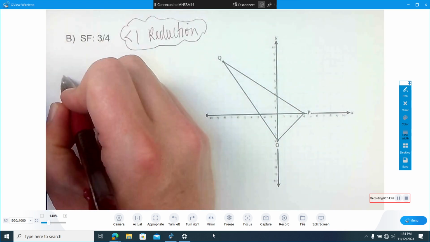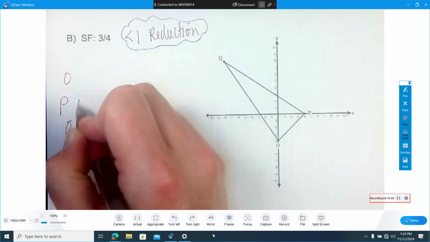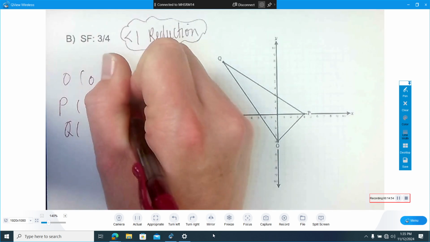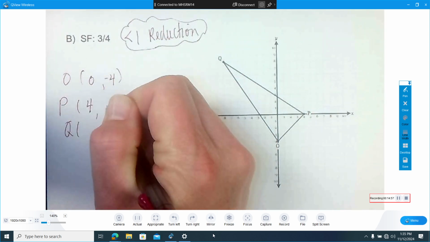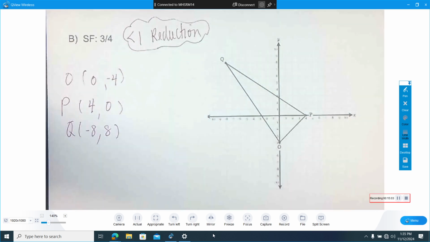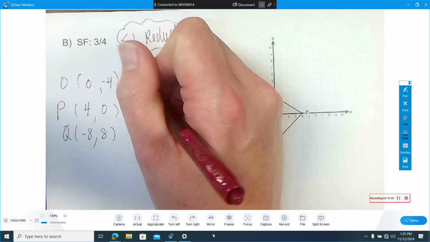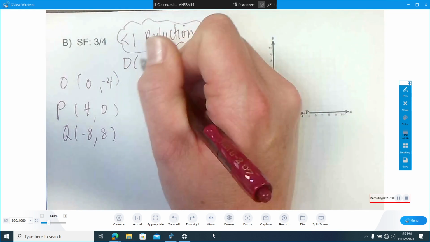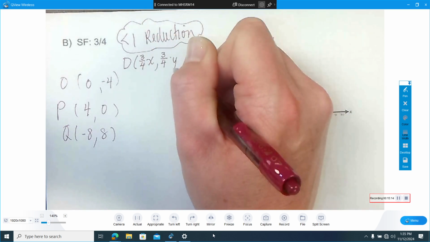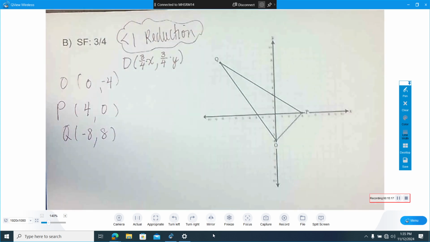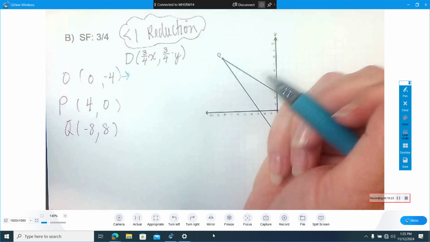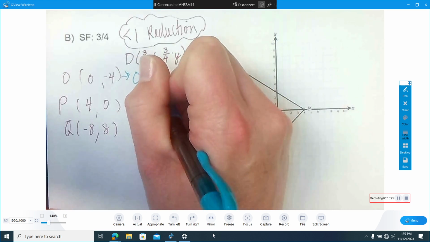And we have some points here, O, P, and Q. What are the coordinates for O? 0, -4. P? 4, 0. Q? -8, 8. Very good. And we have a scale factor, which means we're going to do a dilation. We're going to multiply each coordinate by 3/4: 3/4 times x and 3/4 times y. Again, you can totally use a calculator. So, O turns into what?